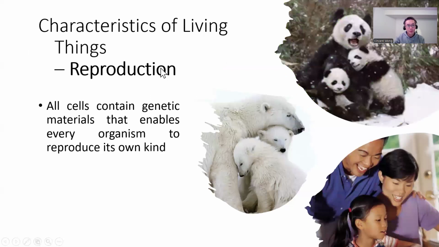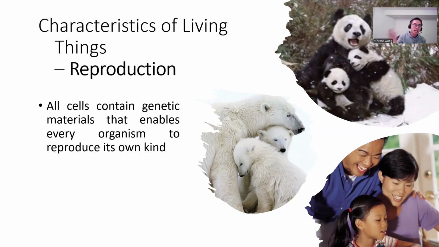Next, and it comes with a fancy animation, I don't know why, it's the ability to reproduce. So, excuse me, all cells contain genetic material that can be passed on to the next generation. And all living things are able to reproduce their own kind. Okay, so pandas are going to make baby pandas, polar bears are going to make polar bear babies, right? They reproduce their own kind.